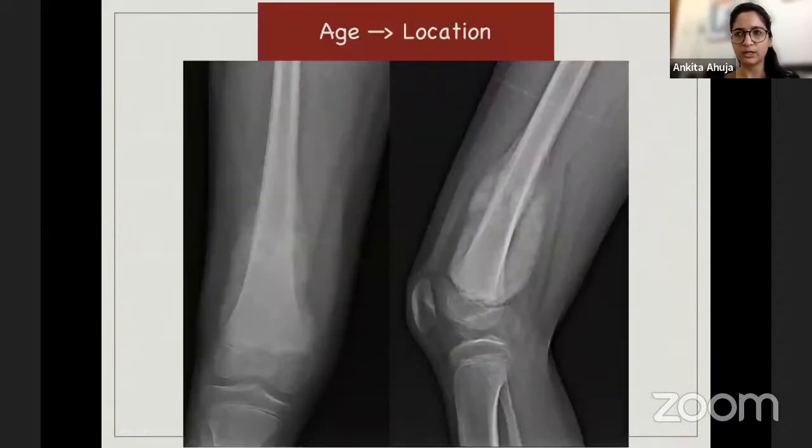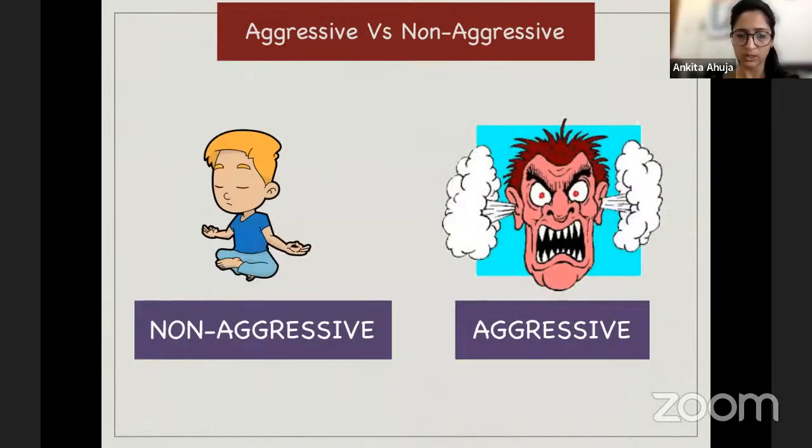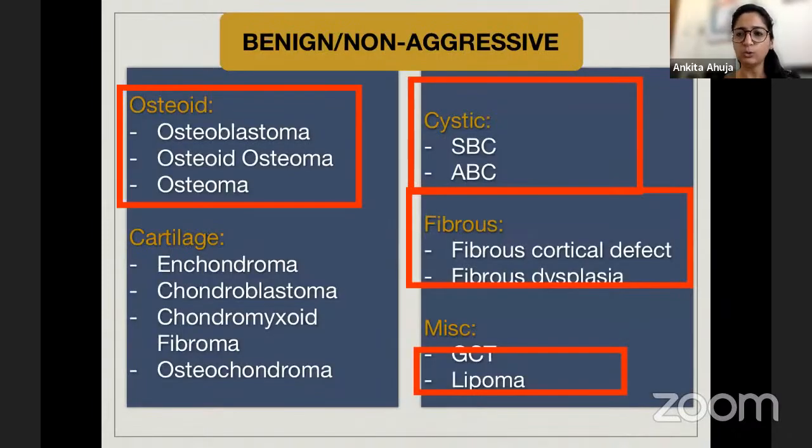So now what we learned was the next step, to identify the age. We decided that this is a young patient with an immature skeleton. The location of the lesion in this case is metaphysis. So we have moved down 2 steps forward. Now the next step which we need to take is to decide whether the lesion is aggressive or non-aggressive, right? Why do you want to do that? Till now, whatever we do has a motto, right?